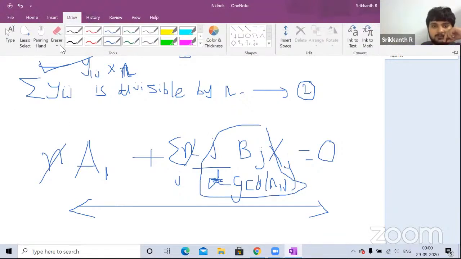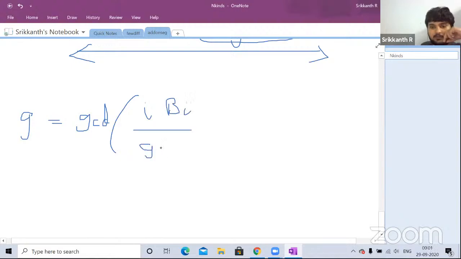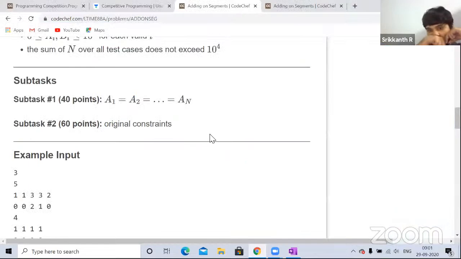So let's go further. If we define G to be GCD of i into i by GCD of i for all i, a solution exists only if A1 mod G is 0. So that's the first subtask.